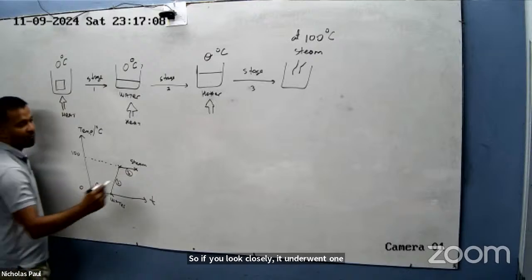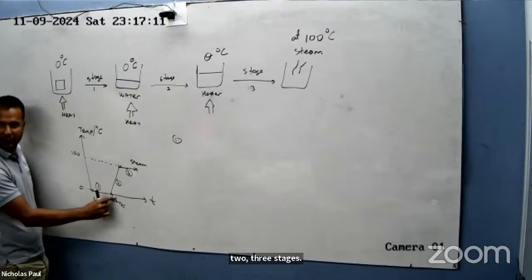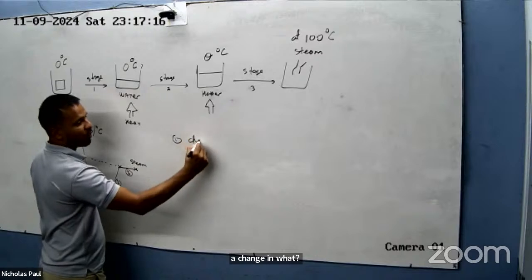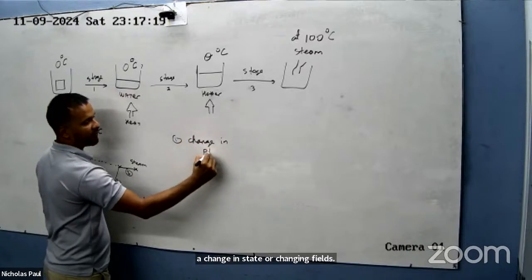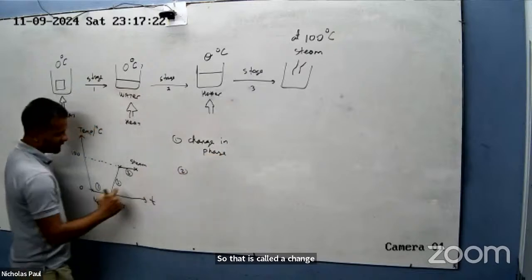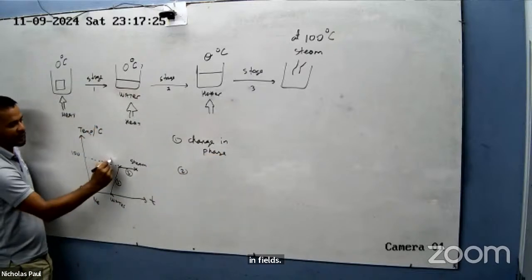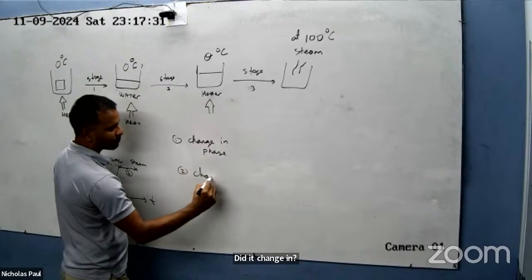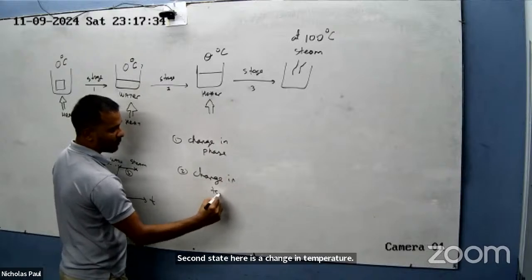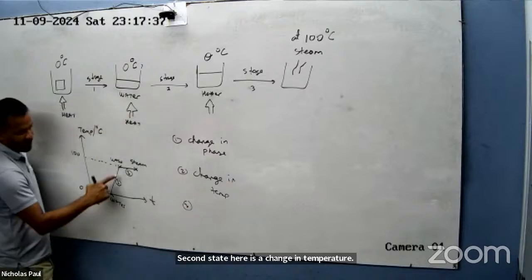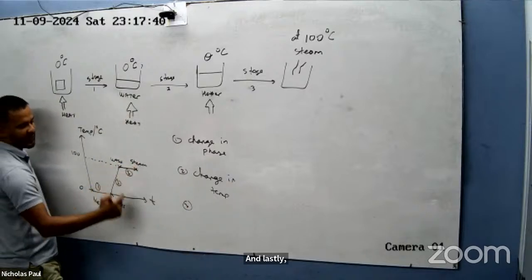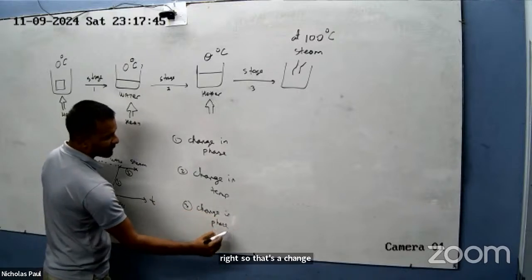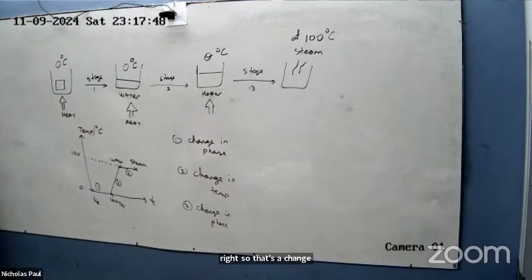All right? The first stage, we call that a change in what? A change in state or a change in phase. So that is called a change in phase. The second stage here is a change in temperature. And lastly, when I heat it even further, it changes state again. Right? So there's a change in phase or a change in state. Everybody okay with that? Right.